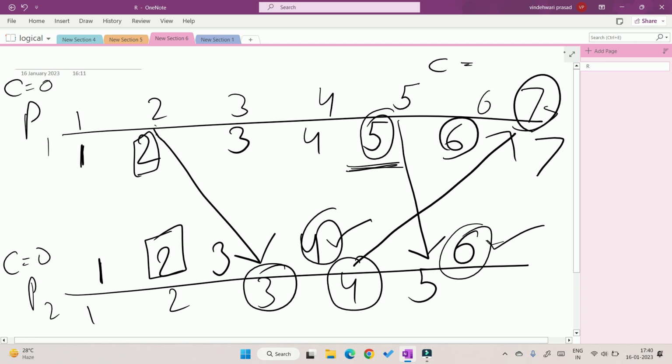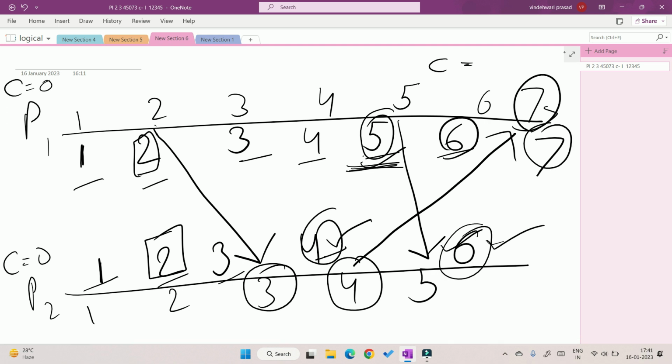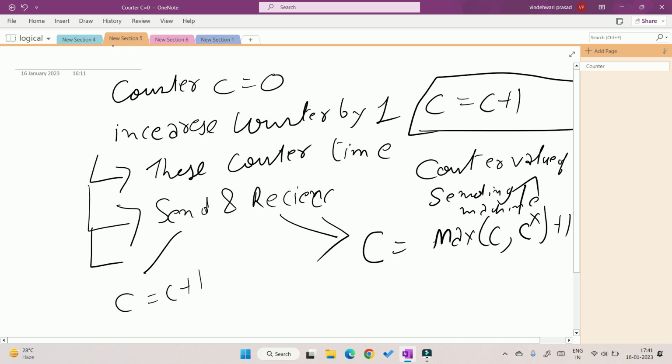I hope you know how the events happen. Here in process 2 the events happen first, second, third, fourth, then this event, this event. Or here 1, 2, 3, 4, 5, 6 and then the 7th event happens. I hope you know how this timing happens. This way the system knows which event happened first, then second, then third, with the help of the Lamport algorithm.